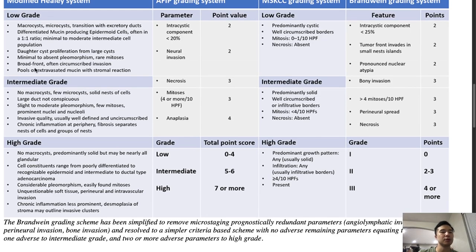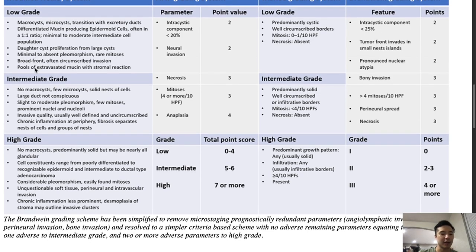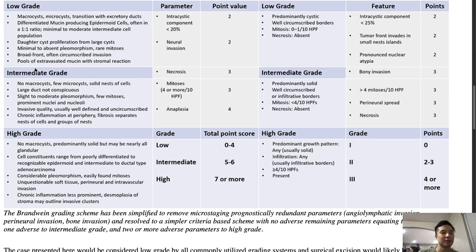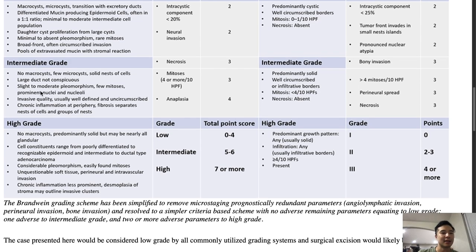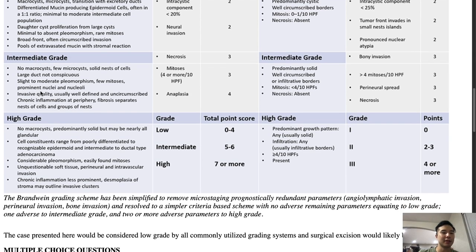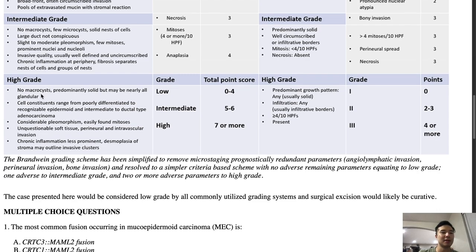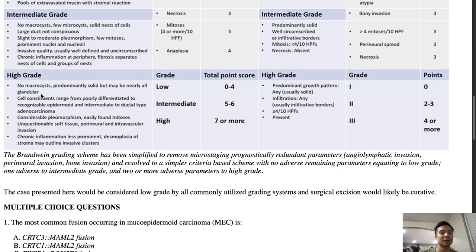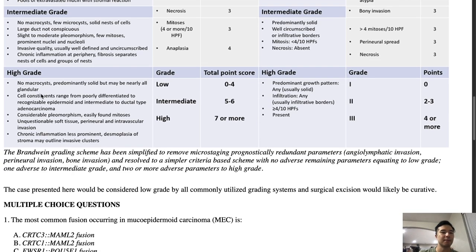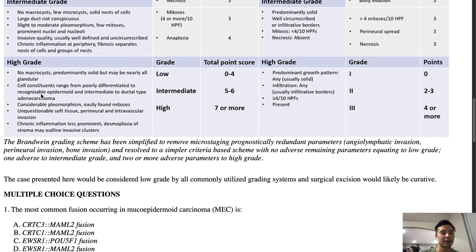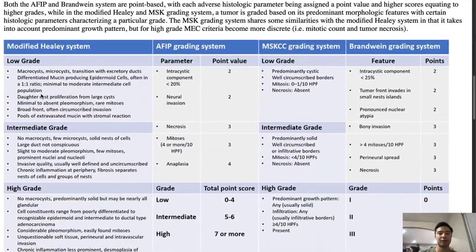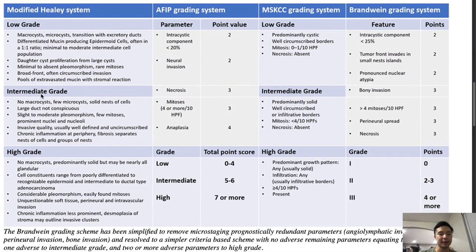You can have pools of extravasated mucin with stromal reaction, and no macrocysts, few microcysts, solid nests of cells, large duct not conspicuous, slight to moderate pleomorphism, prominent nuclei and nucleoli. In high grade, you'll have no macrocysts, predominantly solid, but maybe nearly all glandular. Cell constitution ranges from poorly differentiated to recognizable epidermoid and intermediate to ductal-type adenocarcinoma. There's considerable pleomorphism, okay? And I'll leave these here for the rest of your review and reading.